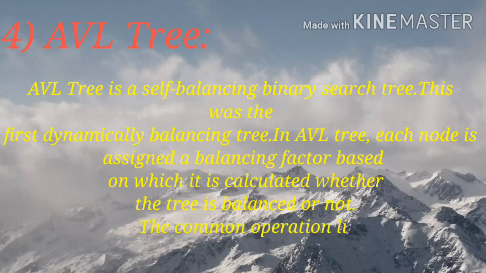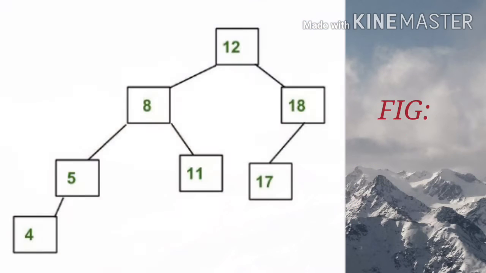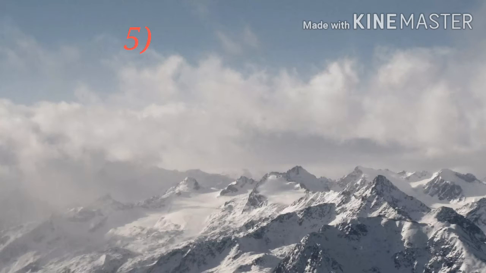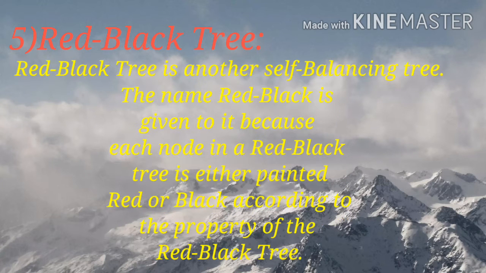AVL tree. An AVL tree is a self-balancing binary search tree. This was the first dynamically balancing tree. In an AVL tree, each node is assigned a balancing factor, based on which it is calculated whether the tree is balanced or not. Common operations like lookup, insertion and deletion take logarithmic time in an AVL tree.